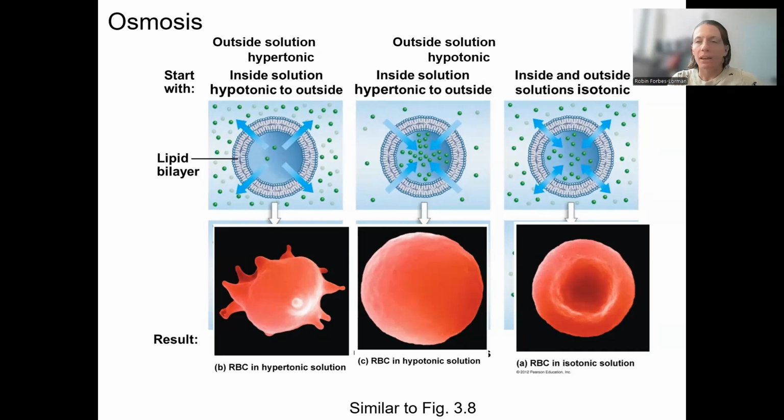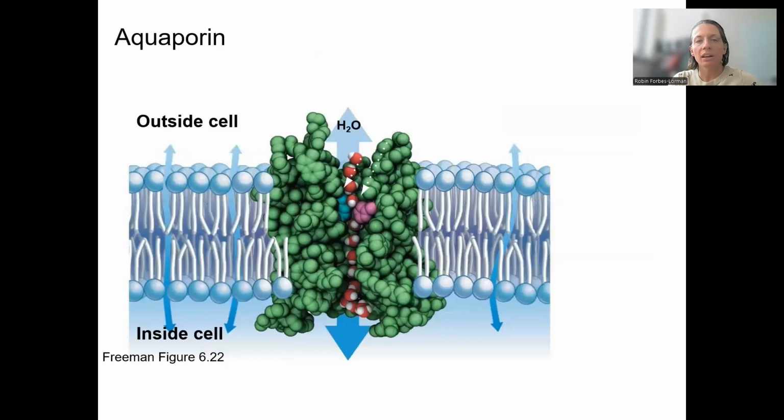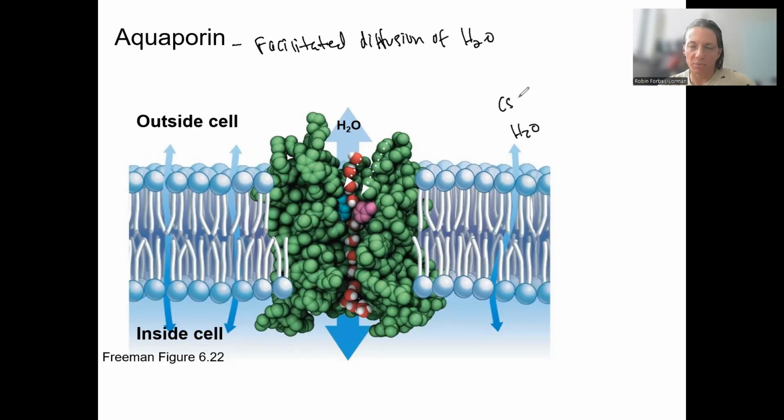I mentioned before that water can move across the membrane, either across the phospholipid bilayer, or through a protein using facilitated diffusion. The protein required for that facilitated diffusion is called aquaporin. So aquaporin is required for facilitated diffusion of water, H2O. Here, this is showing some water that can pass across via simple diffusion. Aquaporin is selective for water.